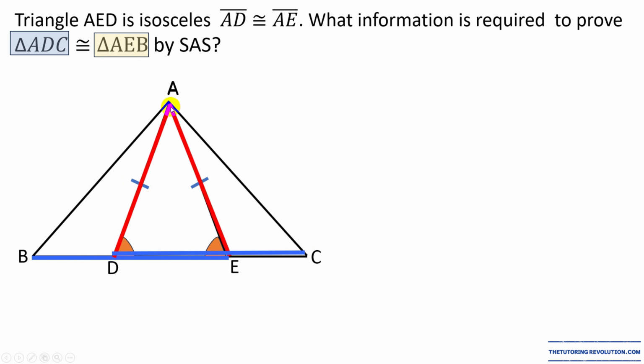Okay, so again, I repeat, for ADC and AEB to be congruent by side, angle, side, we need information that tells us that this side is congruent with this side. That's the missing part. That's the information that we require to be able to prove this congruency. So basically that BE is congruent with CD. Okay?